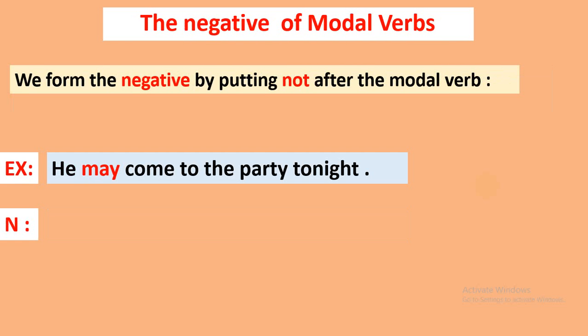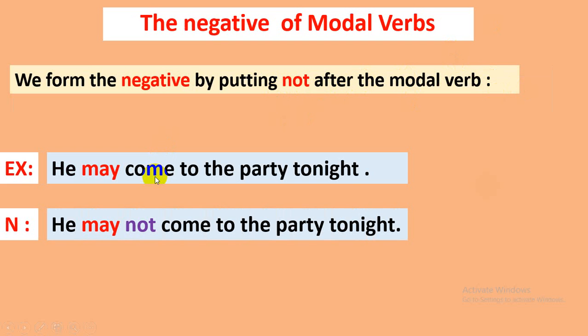You are great. We form the negative by putting what? Excellent. Negative means not, after the modal verb. He may come will be: he might not come to the party tonight.